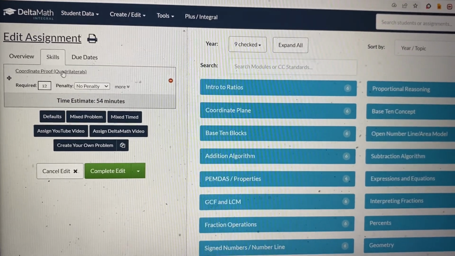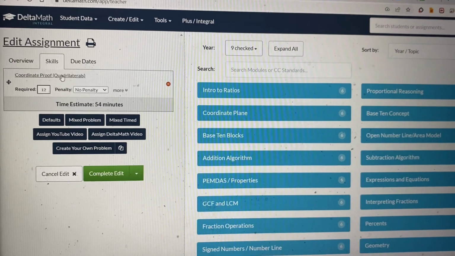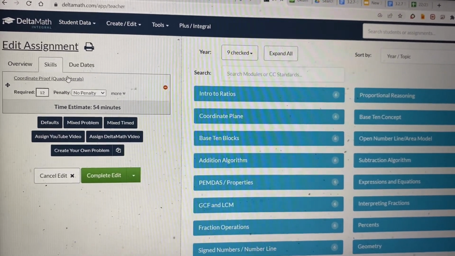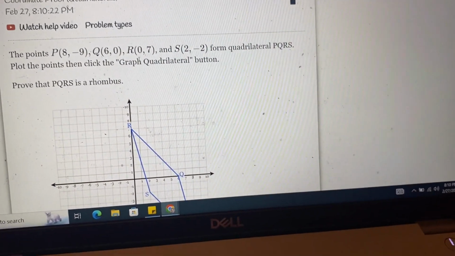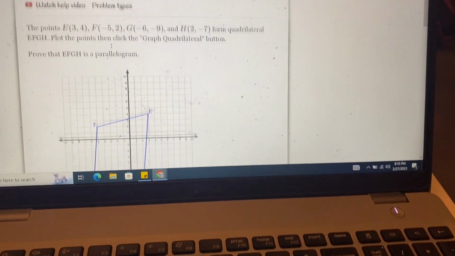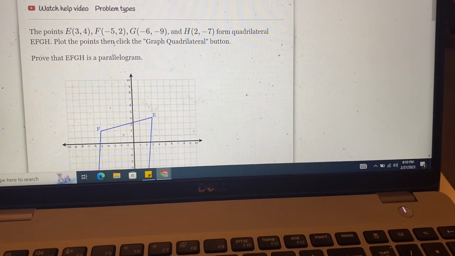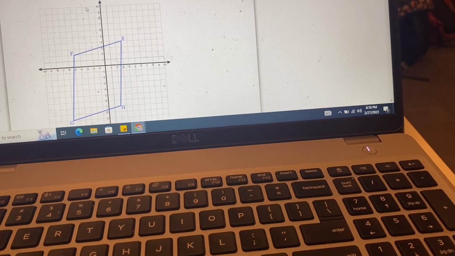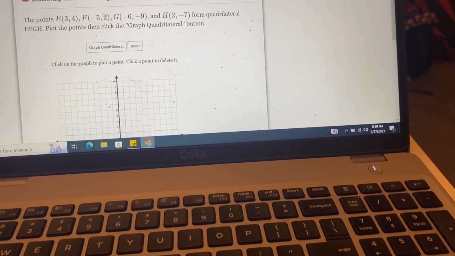So I'm going to click here on the coordinate proof quadrilaterals. This is what you're doing. You can see you need to get 12 of them done, but this time there's no penalty. You don't have to do extra ones. So we click on this. New problem. Okay. The points E, F, G, and H form quadrilateral EFGH. Plot the points, then click the graph quadrilateral button. Okay, show the question. There we go.